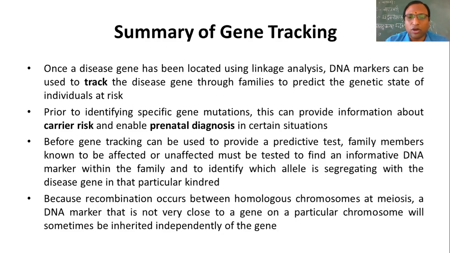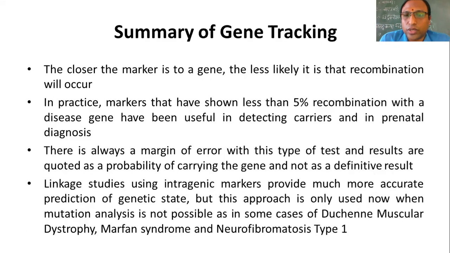Because recombination occurs between the homologous chromosomes at meiosis, a DNA marker that is not very close to a gene on a particular chromosome will sometimes be inherited independently of the gene. You know that when meiosis takes place, four gametes are formed. In one of the gametes, it can happen that the marker is inherited independently and has caused the problems. So that we have to analyze here. The closer the marker is to a gene, the less likely it is that recombination will occur.